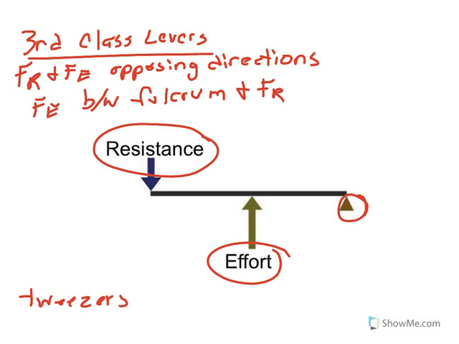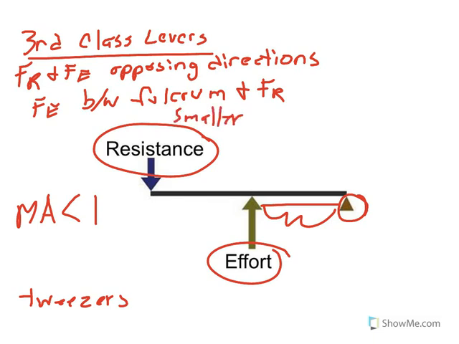The mechanical advantage of this type of lever is less than 1, meaning I put in a lot of effort, or more effort, over a much shorter distance. So I have to put in a lot of effort in this area here, because it's much shorter, for a smaller amount of resistance force over a much greater length.